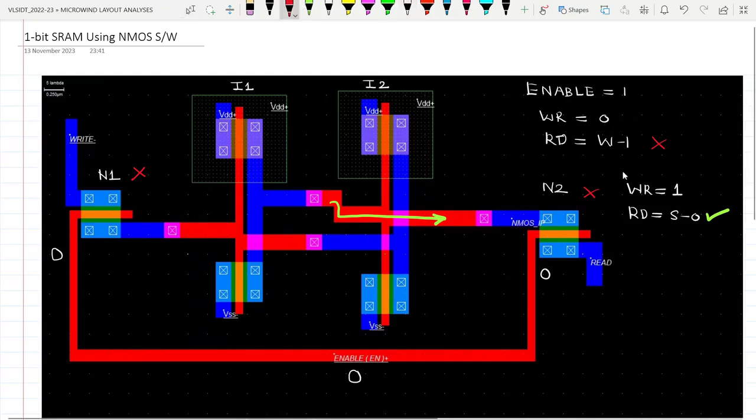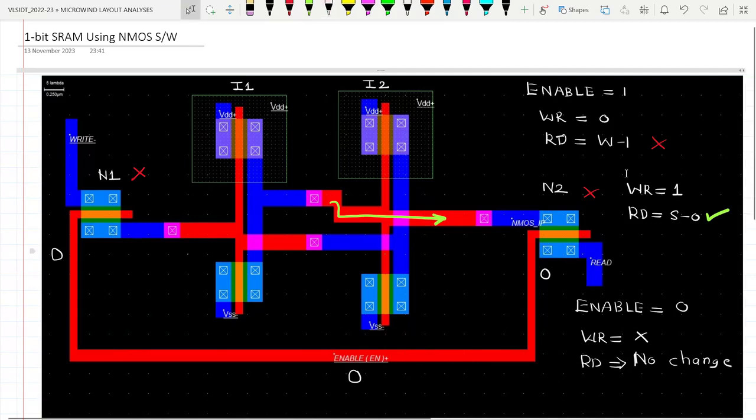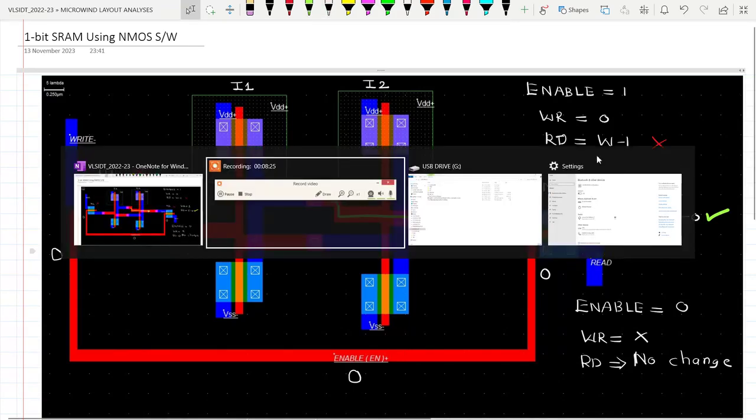So for enable equal to 0, write is don't care and read exhibits no change. Let us see what the simulation says.